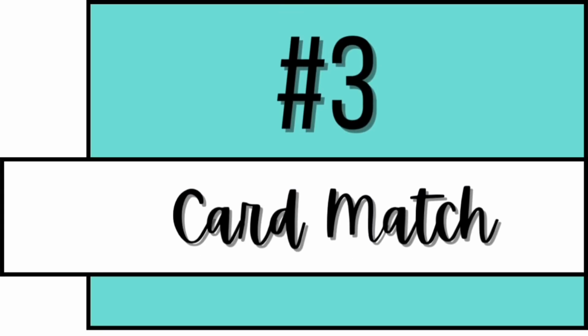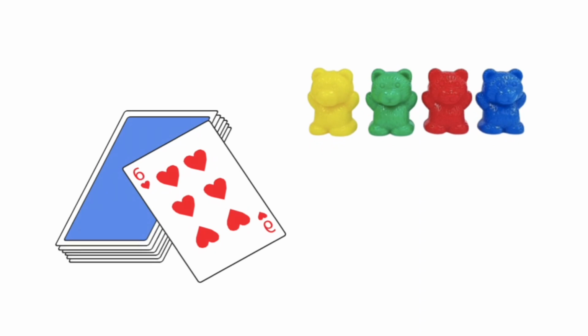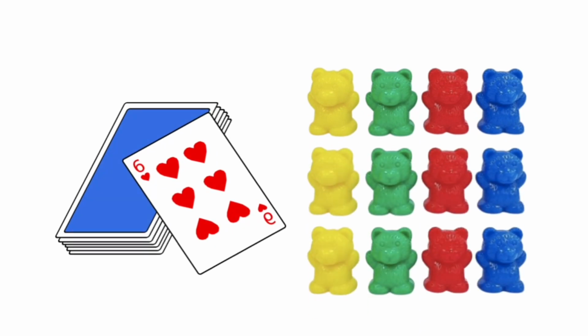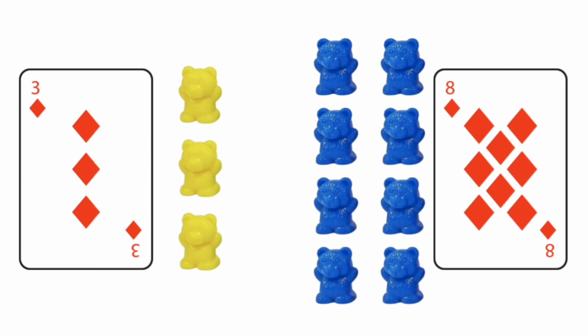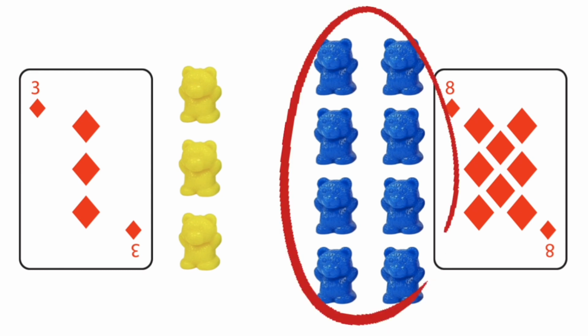For this activity, you're going to need a deck of cards and a small collection of objects. You and your child will each draw a card. Then you will each build the quantity identified on the card. Make sure you take out the jack, the king, the queen, and the ace. Ask your child which group has more and which has less.